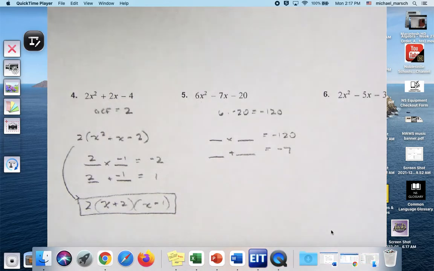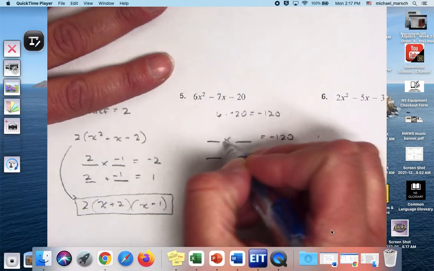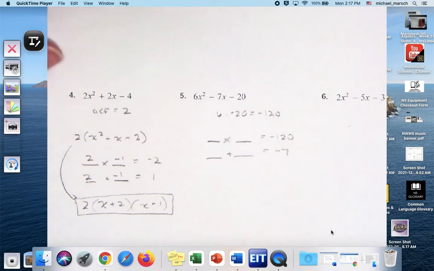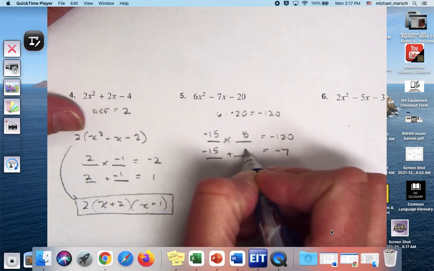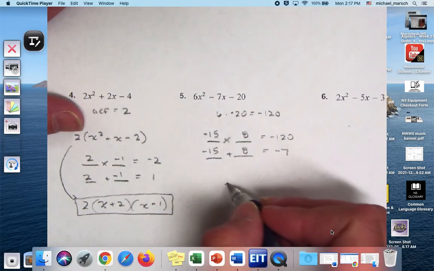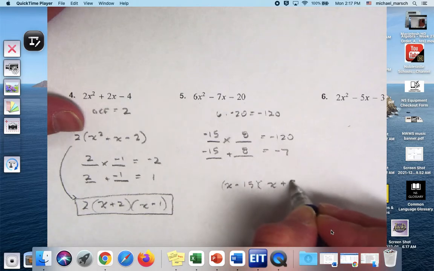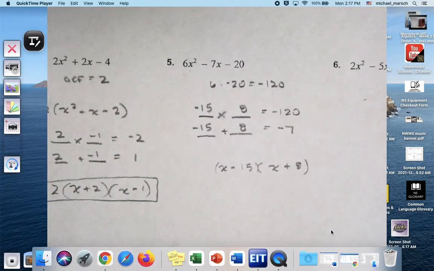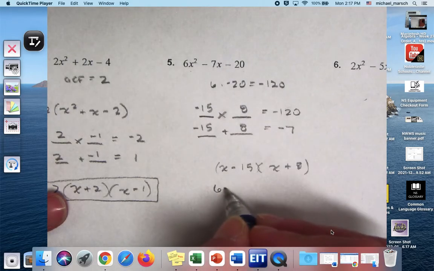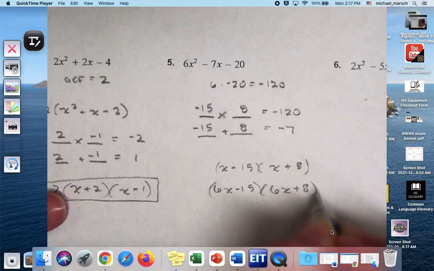And everybody wanted me to give you the answer on Friday, but I refused. I told you to use your calculator. So Vince, what did you get there? Negative 15 and 8. Yep. So now I have x minus 15 and x plus 8. So then my next step is to put that 6 back in there. 6x minus 15, 6x plus 8.